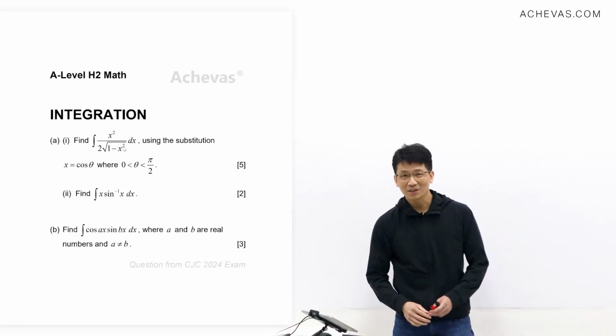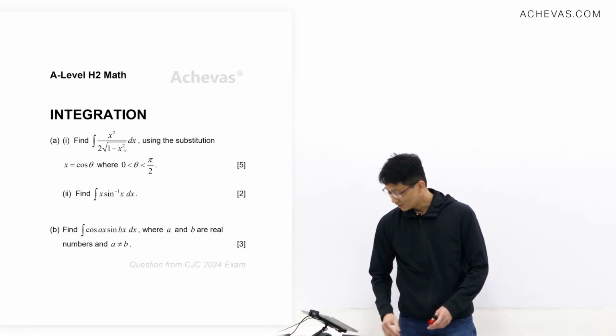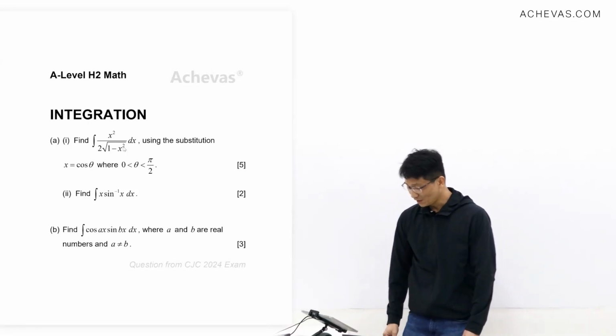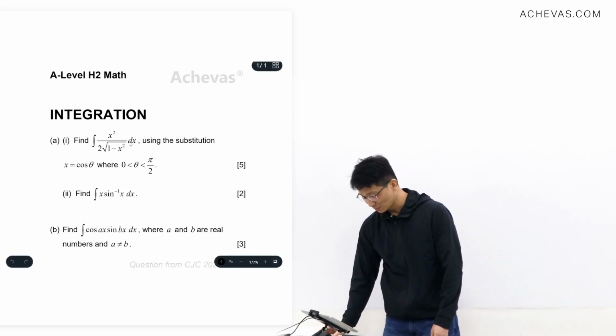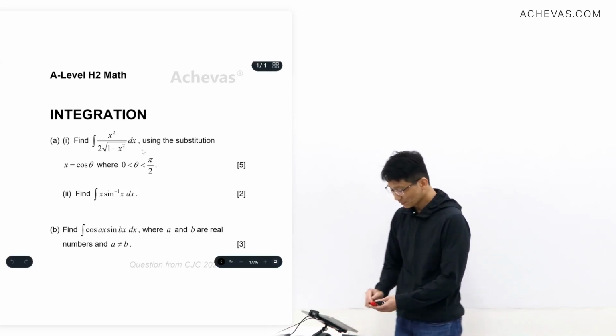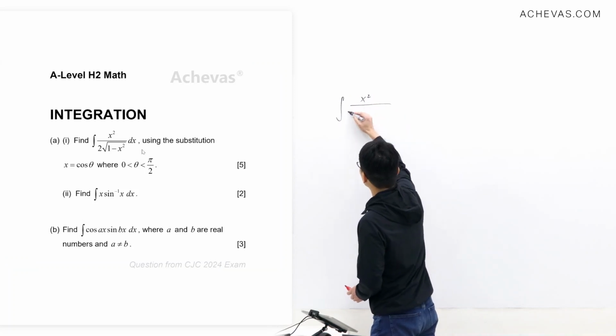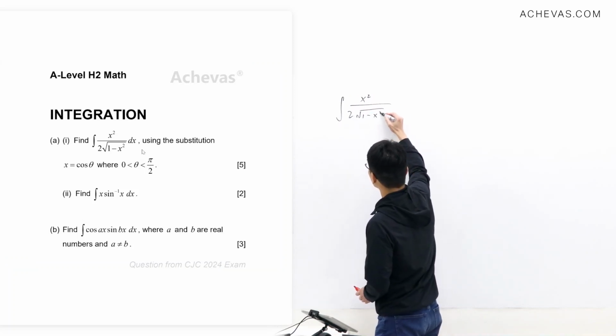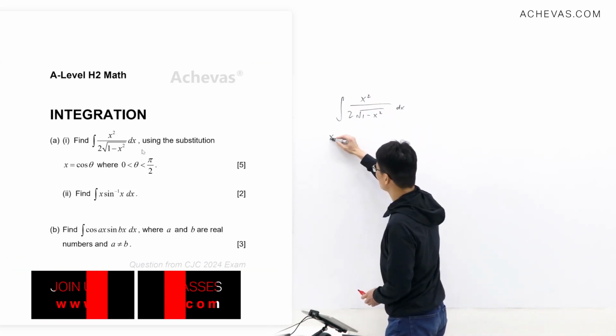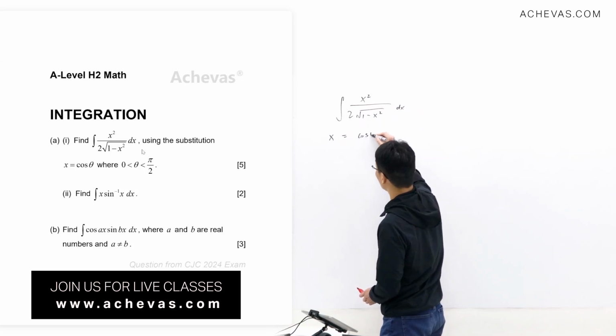Okay, today let's take a look at a question on integration. So the first part of the question says, find the integration of this expression using the substitution of x equal to cos theta. Integration of x squared over 2 square root 1 minus x squared dx. We are going to use the substitution of x equal to cosine theta.